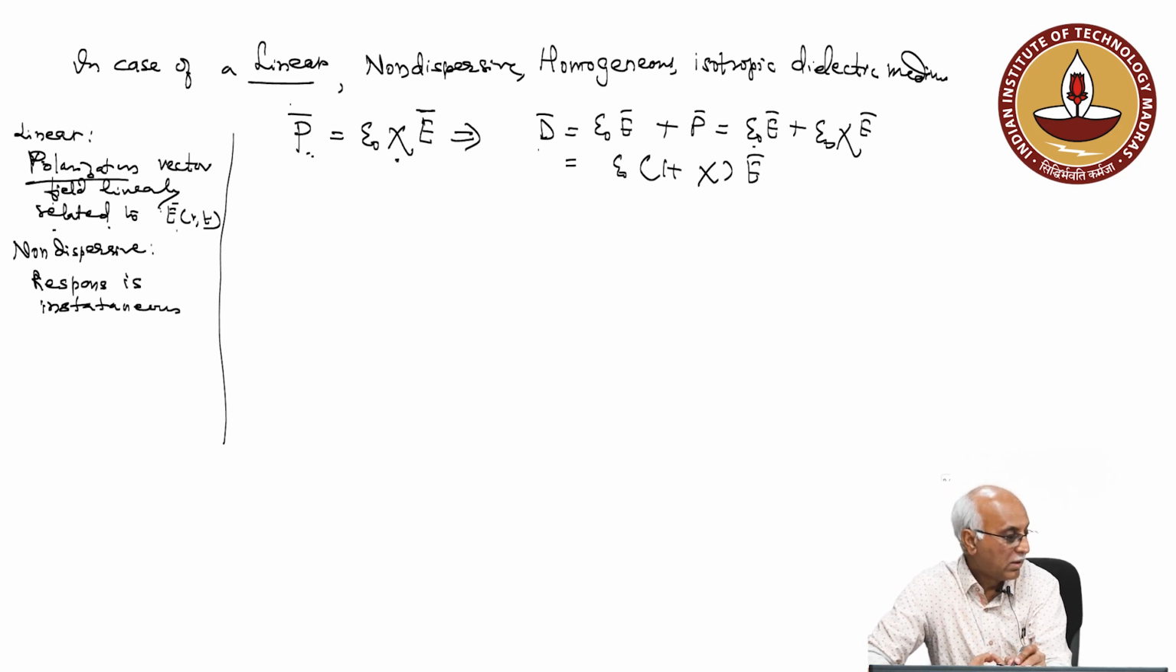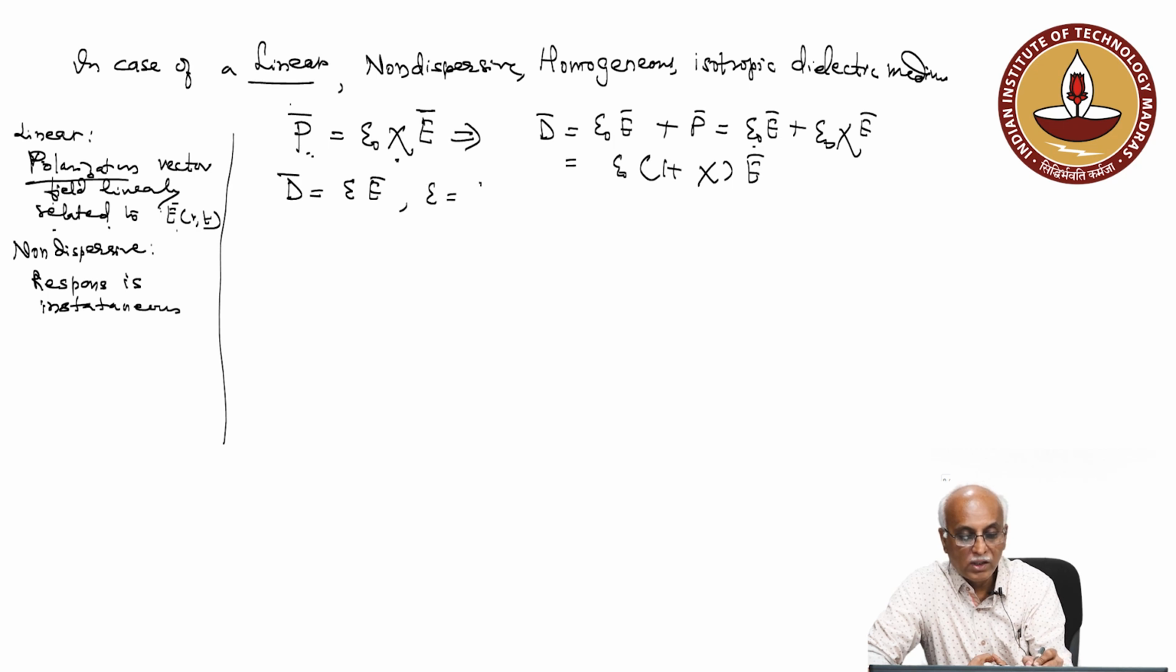So this will be the electrical flux density, which is epsilon E bar, where epsilon is epsilon 0 times (1 plus chi), E bar, and B bar is mu H bar. Similarly to that of the electrical field.